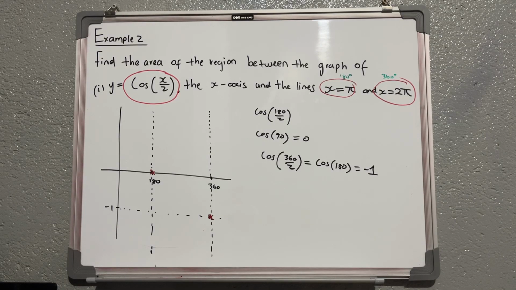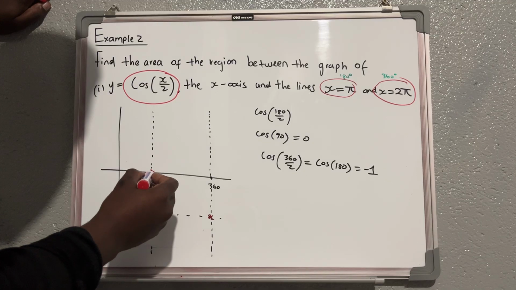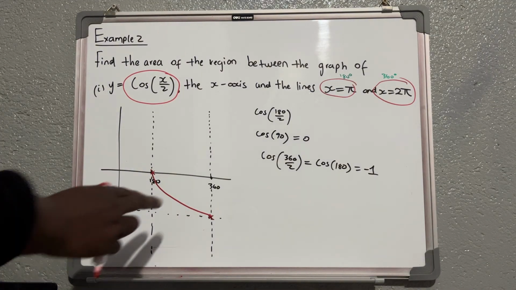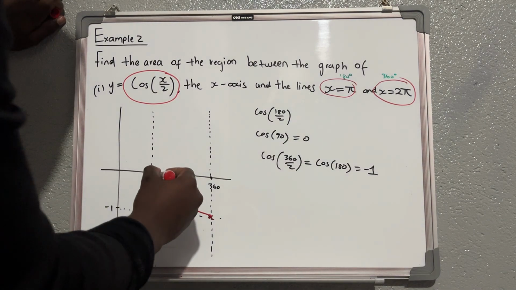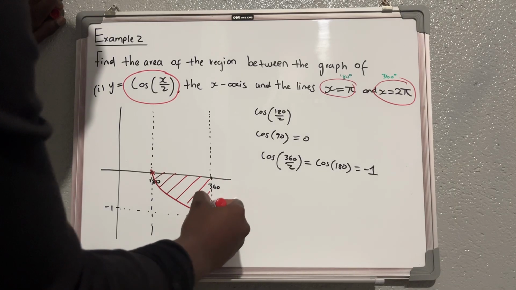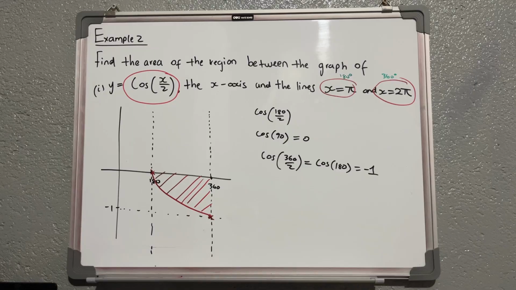It means now I'm going to be having a shape that looks like this, and this is the exact region they are looking for. So you will have to work out the area for this region, you see. So how did I know that this shape is going to be like this?